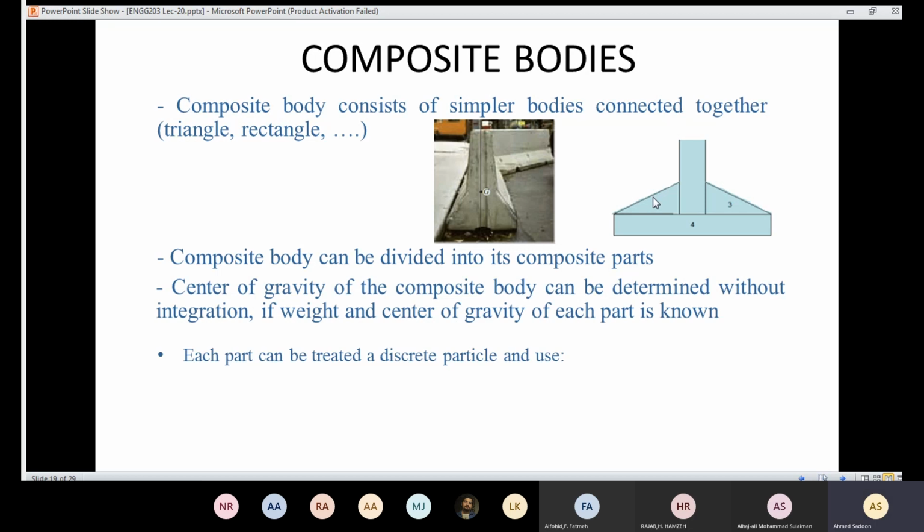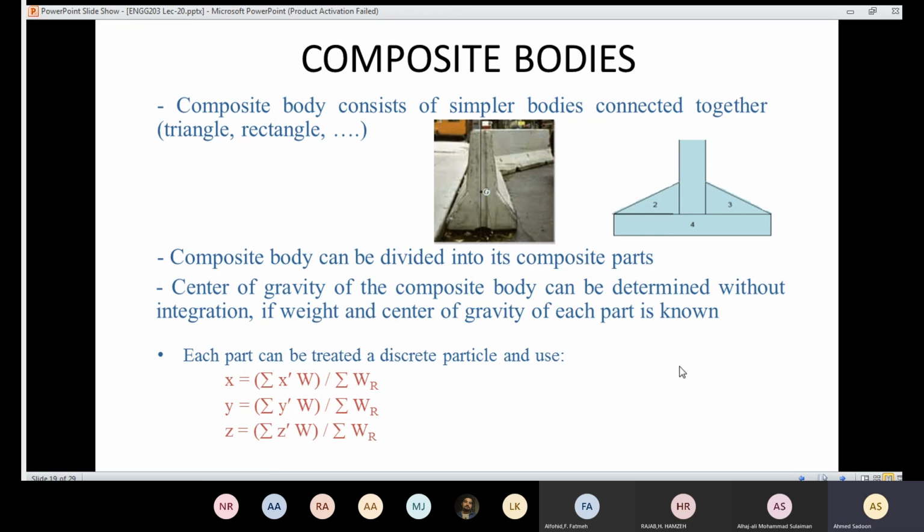So each part is going to be treated separately, and then we are going to use the summation. For example, if I know the weight and the center of gravity for each part, then I'm going to say that the centroid in the x-axis, or the center of gravity in the x-axis, is going to be the summation of x hat times W over the summation of the weights. Similarly, I can do that in y. The summation here is a summation for the separate parts.